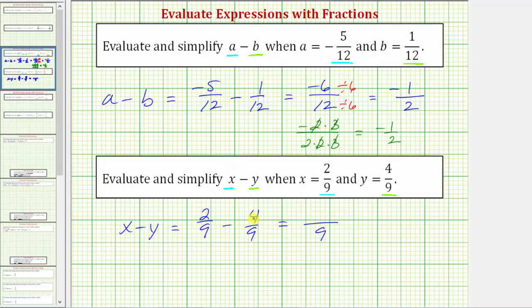We have 2 minus 4. Remember, 2 minus 4 is equal to 2 plus negative 4, which equals negative 2. And therefore the difference is negative 2/9. And the only common factor between 2 and 9 is 1, and therefore this fraction is simplified. So now we know x minus y equals negative 2/9 when x equals 2/9 and y equals 4/9.